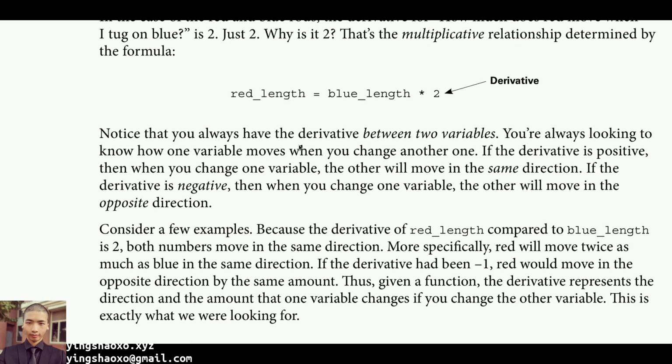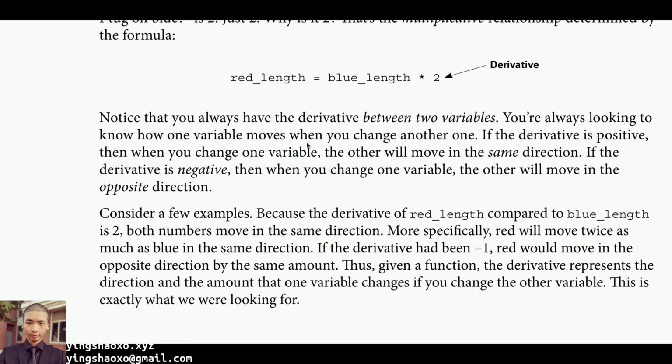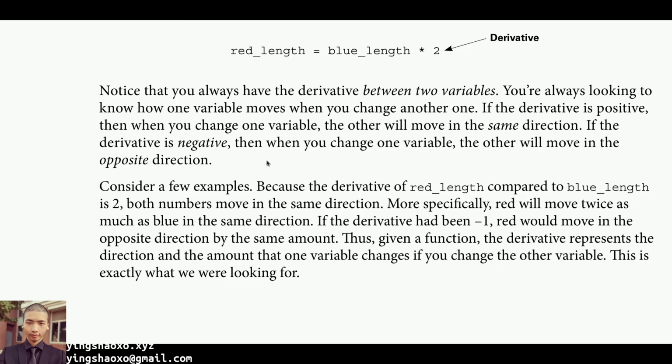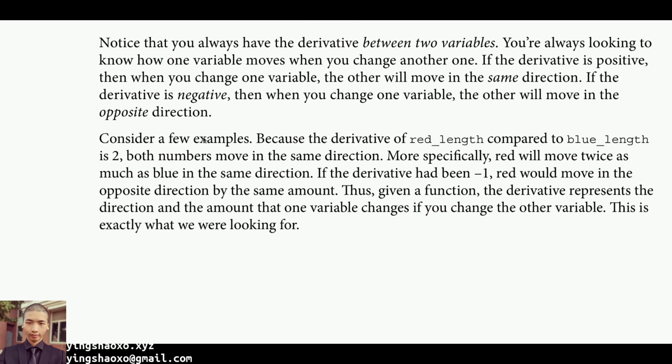Notice that you always have the derivative between two variables. You are always looking to know how one variable moves when you change another one. If the derivative is positive, then when you change one variable, the other will move in the same direction. If the derivative is negative, then when you change one variable, the other will move in the opposite direction.